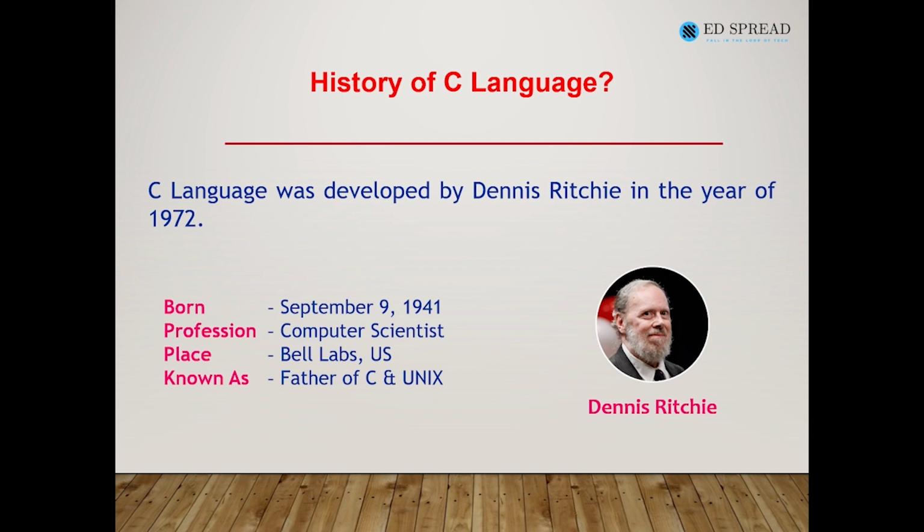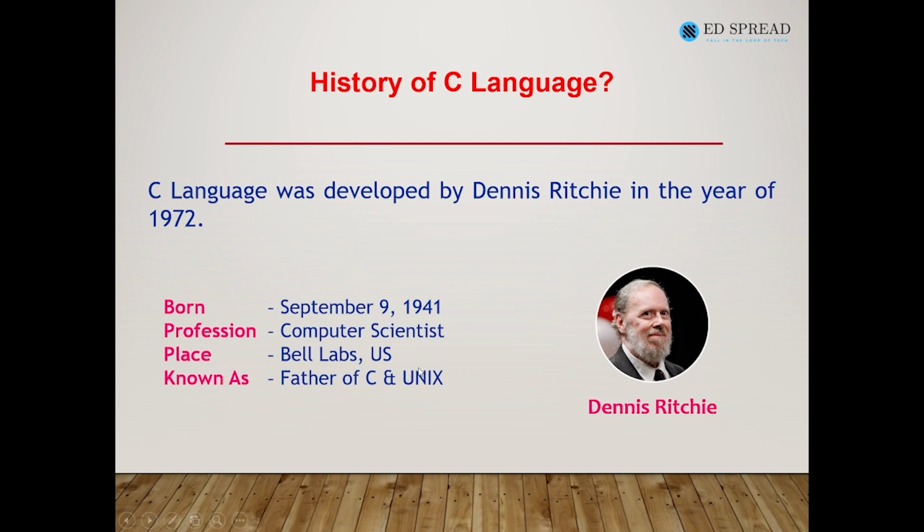So why did we name it C is a question that many people ask. First, there was a language developed by Bell Labs, and they named that language B language, after the first letter of the lab name.